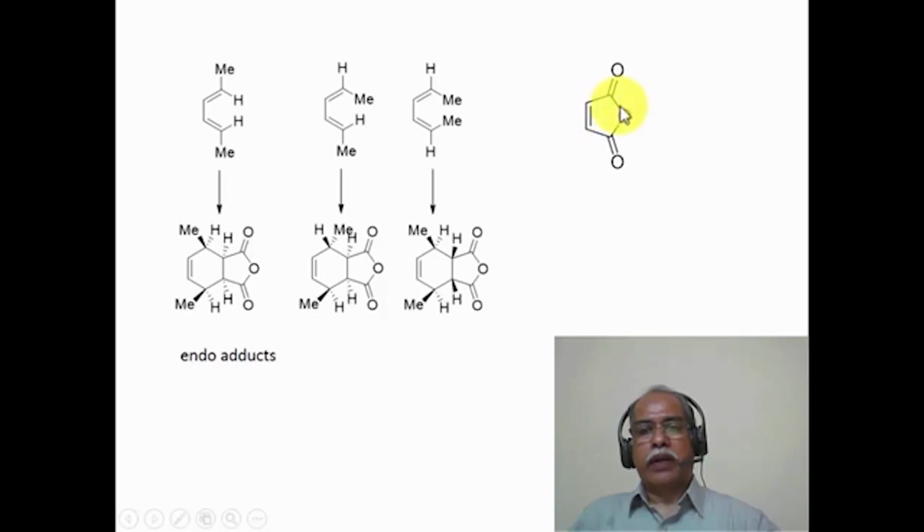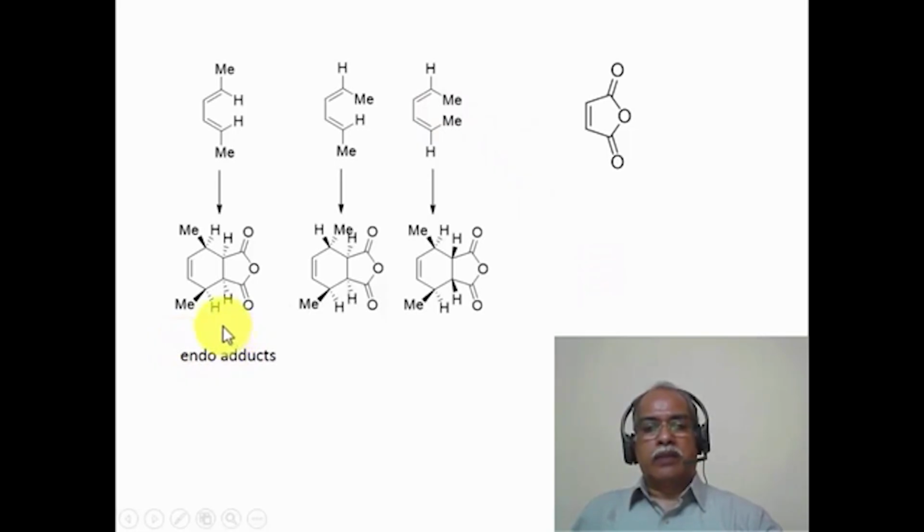The hydrogen will be pointing out in the endoadduct. Similarly, the methyl and the hydrogen are cis with respect to each other. Finally, the methyl and the hydrogen are again cis with respect to each other in a different fashion in this particular case, because the two methyl groups are interior to the system.